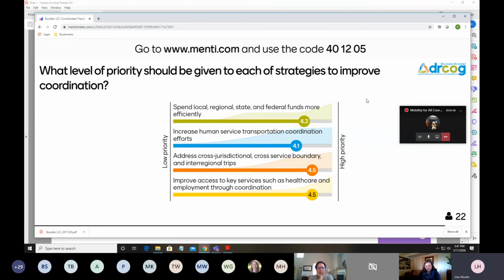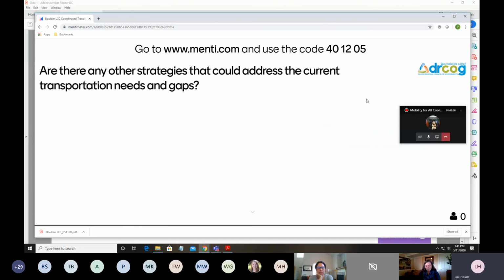All right, and just one more opportunity for general discussion or typing in your answers. Are there any other strategies that you think could address the current needs and gaps? Anything that wasn't covered in those 10 that we just went over, or anything that sticks out to you that might be missing in the context of 2020?